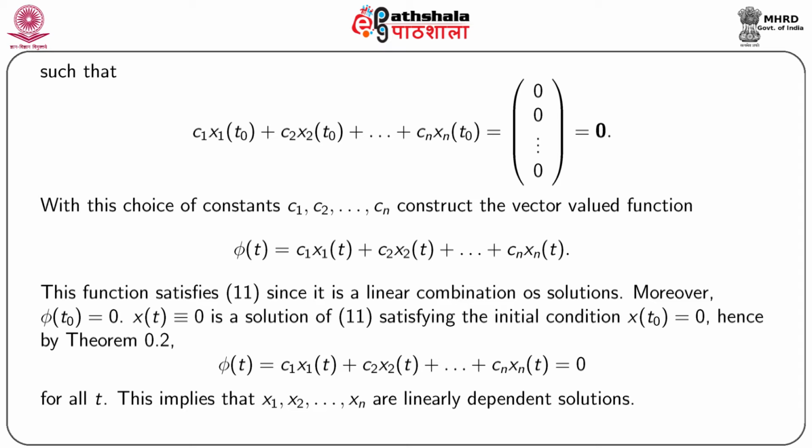This function satisfies equation (11) since it is a linear combination of solutions. Moreover, phi(t0) = 0, so phi(t) is a solution of (11) satisfying the initial condition x(t0) = 0. Hence, by theorem 0.2, phi(t) = C1 x1 + C2 x2 + ... + Cn xn = 0 for all t. This implies that x1, x2, ..., xn are linearly dependent solutions.